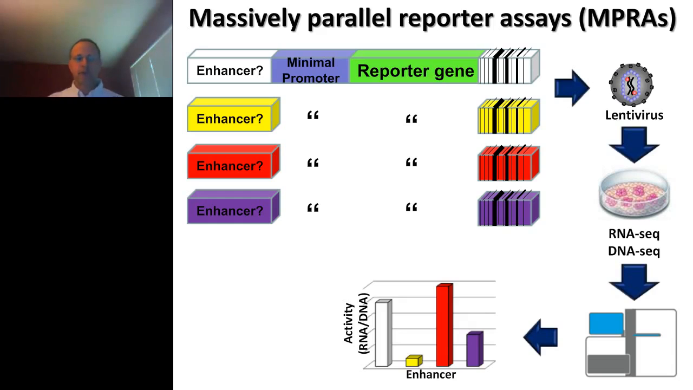And we're not the only ones. There's a lot of other groups who are using these massively parallel reporter assays. And our main hope is that the more people use these assays and the more people publish data on these assays, that will allow us to really get a better understanding of how mutations in gene regulatory elements can lead to human disease and other phenotypes through these methods that I've mentioned.